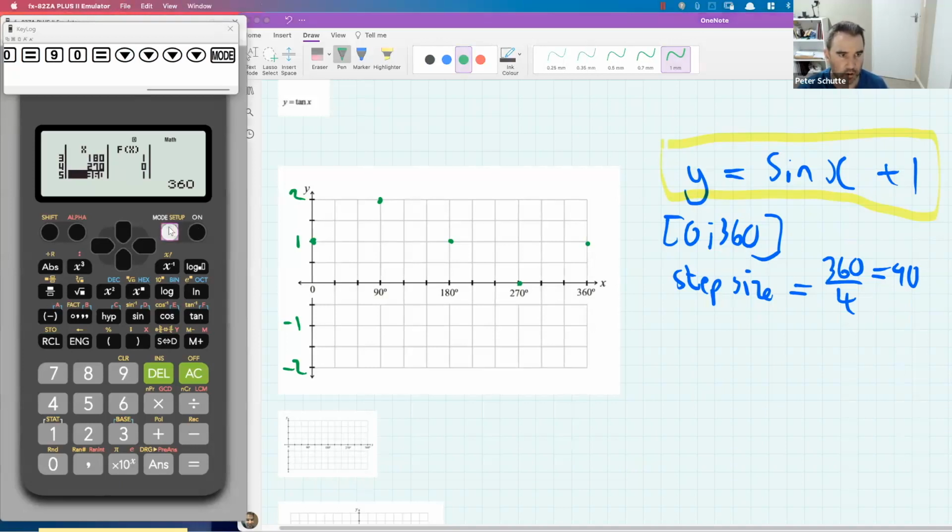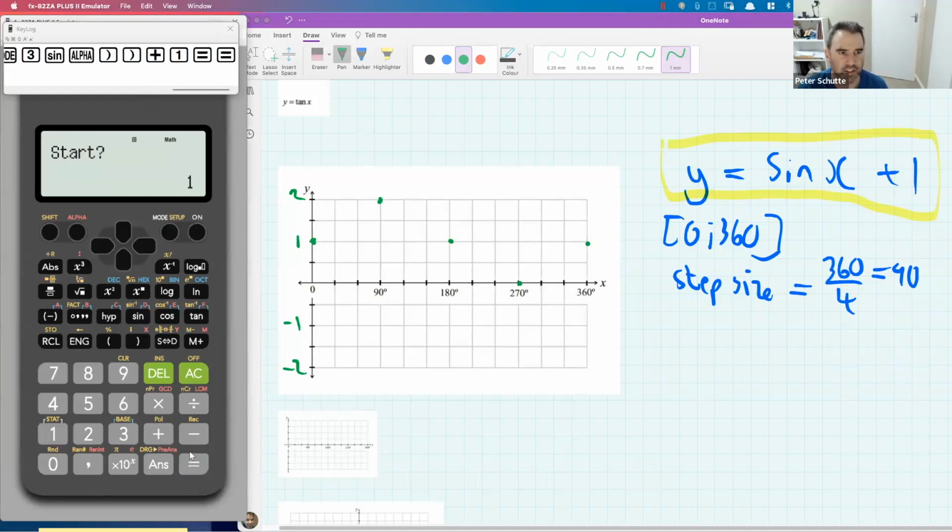So let me start again. I go mode. And then I'm going to go table. And I'm going to go sine alpha x. So I basically, when I hit alpha, I get the red x. Close that, plus 1.